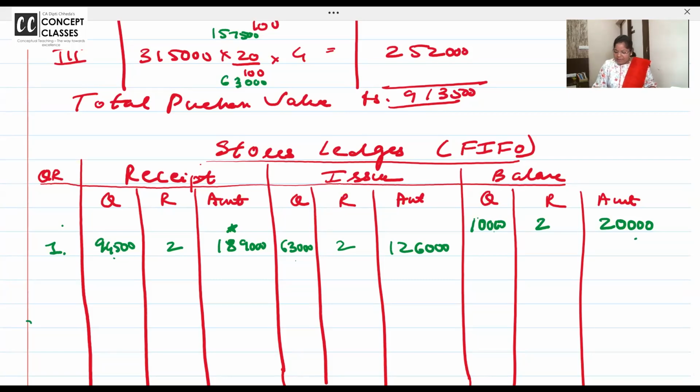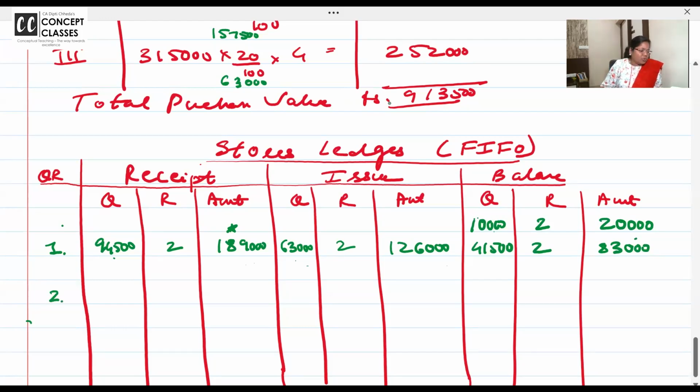Got it? Why 53? Because 10,000 तो opening चला गया. So what is the balance? 41,500 into 2, 83,000. Anyone is having any doubt in the first column itself? 94,500 into 2, 189 received. This is issued. Yeah? Right. And balance. Leave one line.